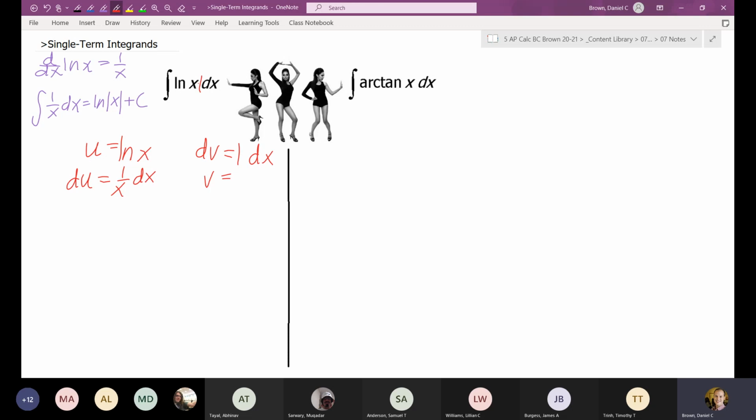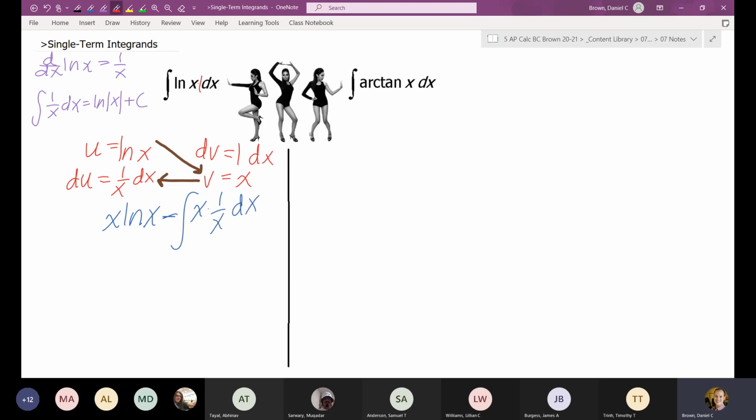The integral of dv is just v. The integral of dx, the integral of 1 dx is going to give us x. Using the formula, I'm going to have u times v minus the integral of v times du. So setting this up, u times v minus the integral of v times du.